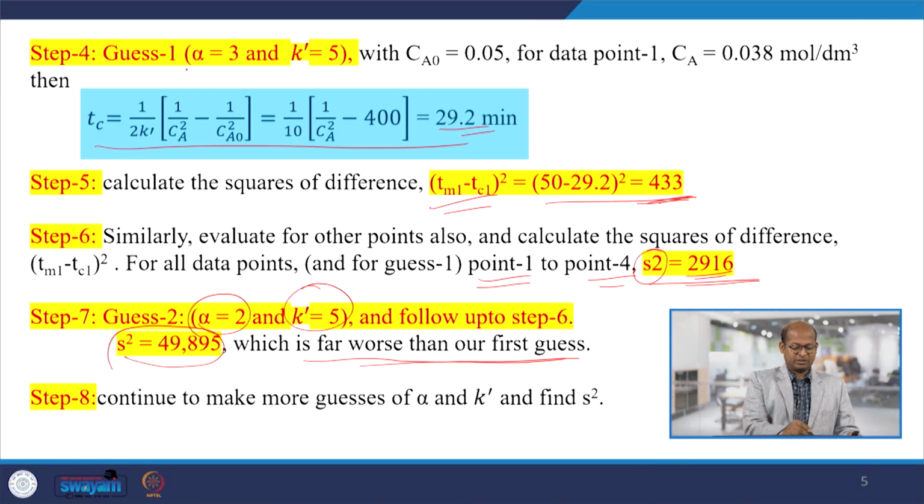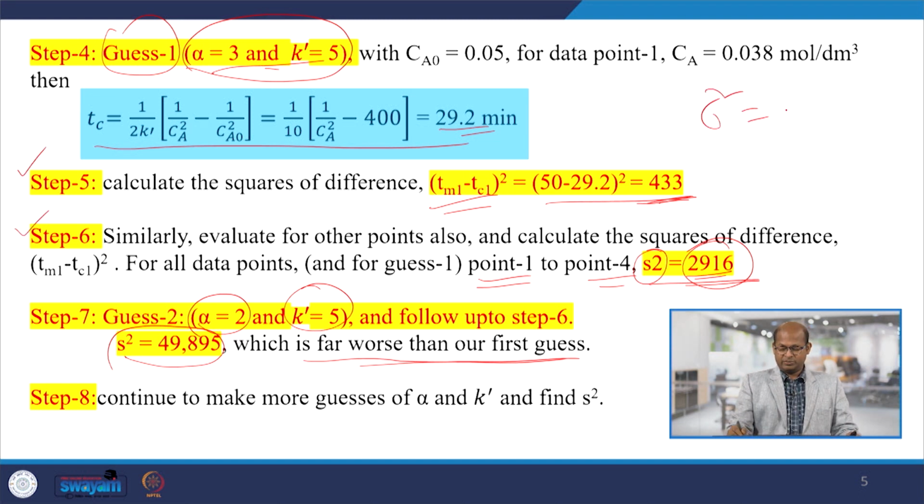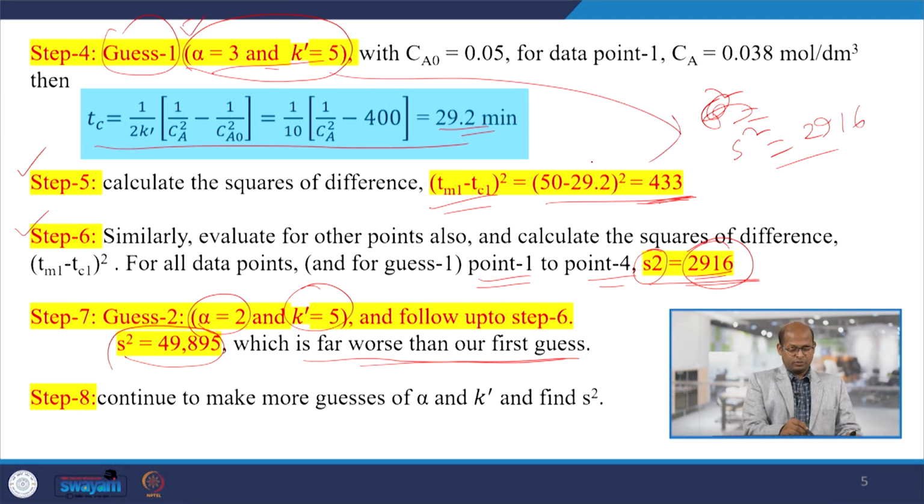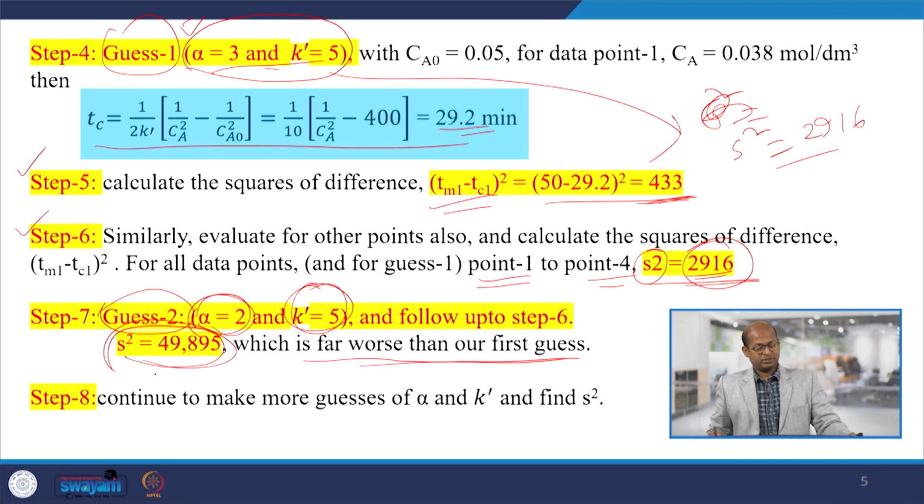The initial guess was alpha equals 3, and then the sum of squares value is coming at 2916. So, by following steps 4, 5 and 6, the sum of squares value is 2916 by considering this guess. Again, for the second guess we consider alpha equals 2, k prime equals 5. Then we are getting a sum of squares value of 49,895. Earlier it was this, now it is this. So, this guess is far worse than the first guess. The first guess was a little bit better, since its sum of squares value is lower than this value.